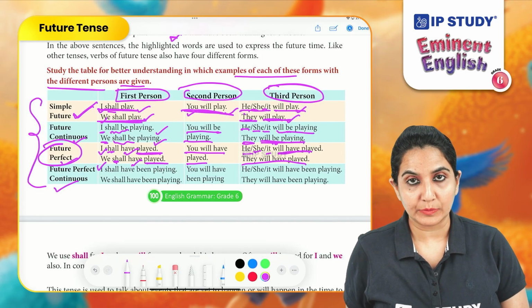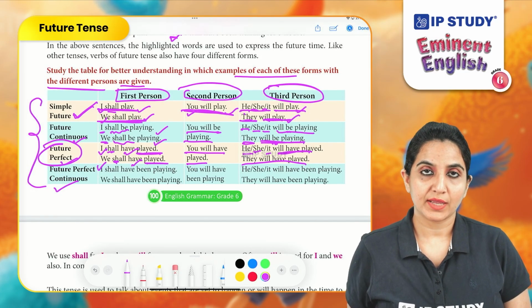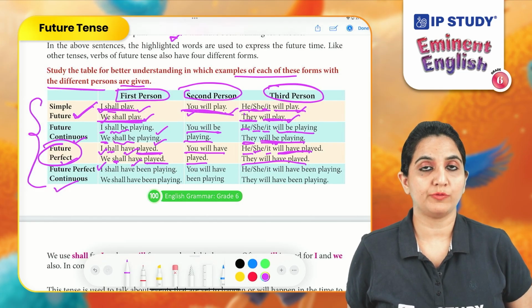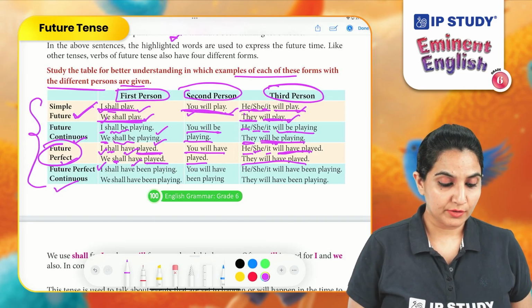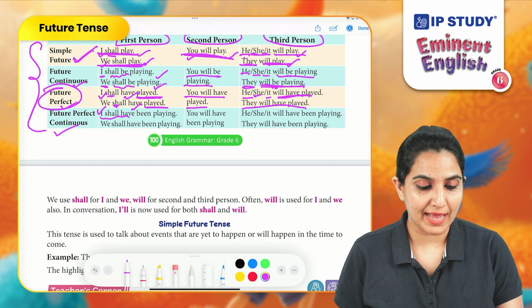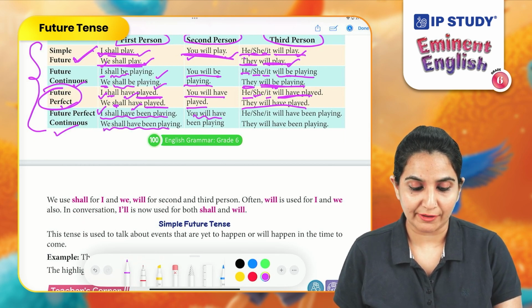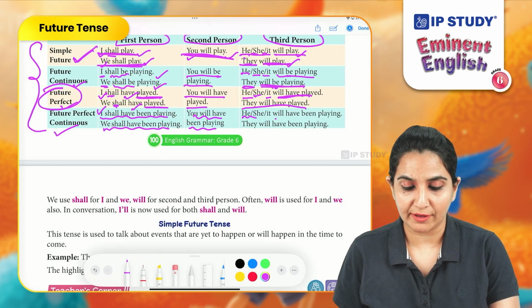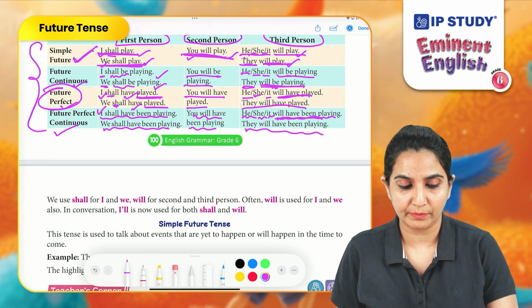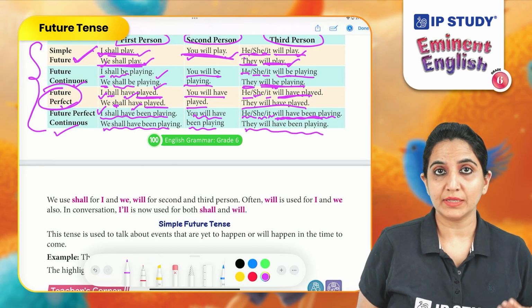With the second and third person, we will use will. Along with have, shall have and will have, we will use the past participle form of the verb. Future perfect continuous tense. That means I shall have been playing, we shall have been playing, you will have been playing, he will have been playing, she will have been playing, it will have been playing, they will have been playing. Again, the rule is simple and straight.